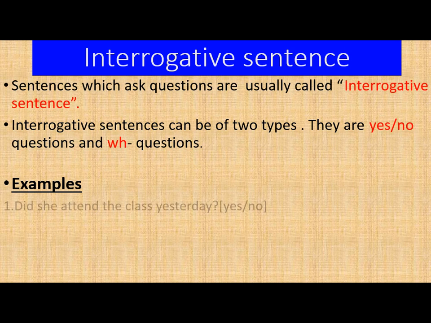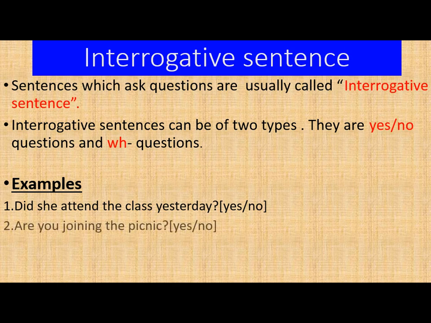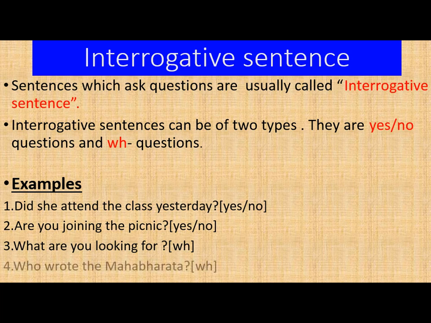Examples: Did she attend the class yesterday? Here it is a yes or no question, because it starts with did, an auxiliary. Are you joining the picnic? Here it is also a yes or no question, because it is starting with are, an auxiliary verb. Number 3, what are you looking for? It is a WH question, because this sentence starts with a WH word, what. Another WH question, who wrote the Mahabharata?